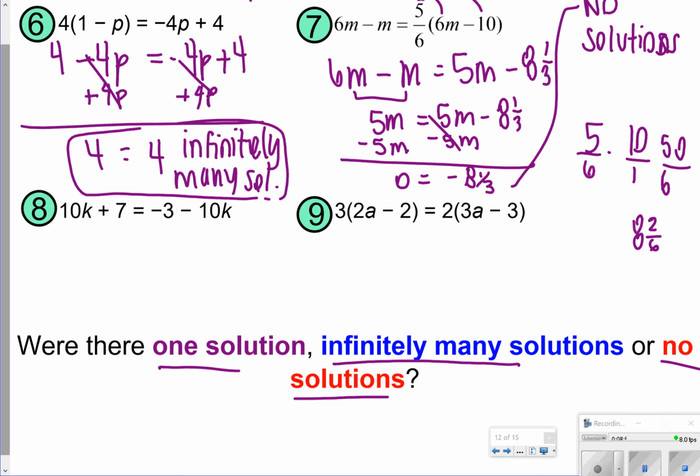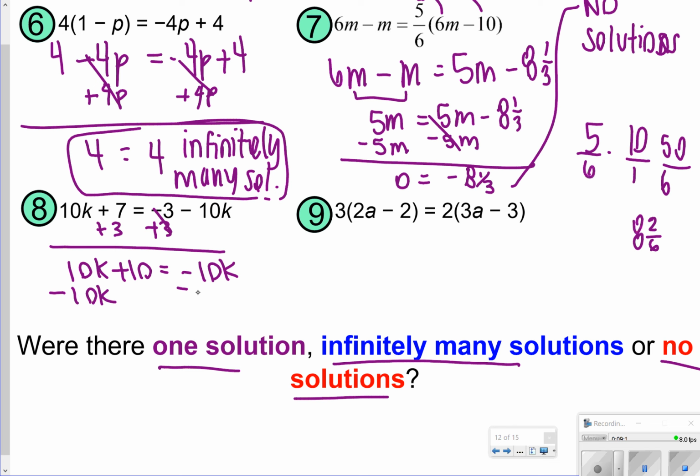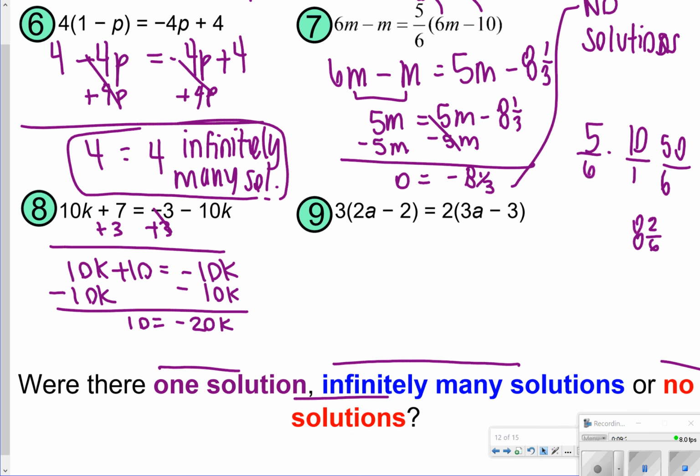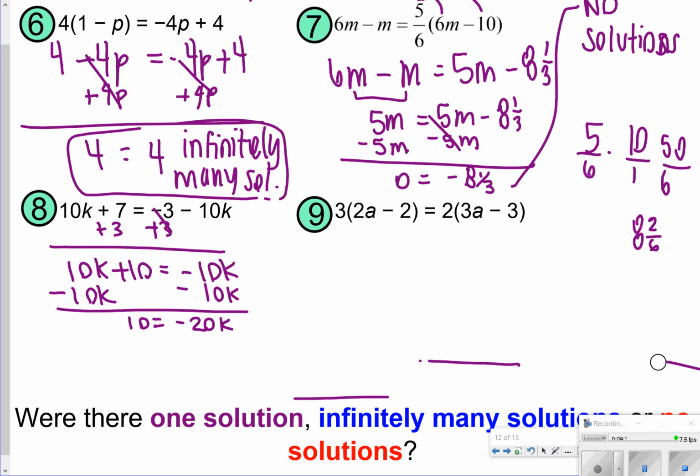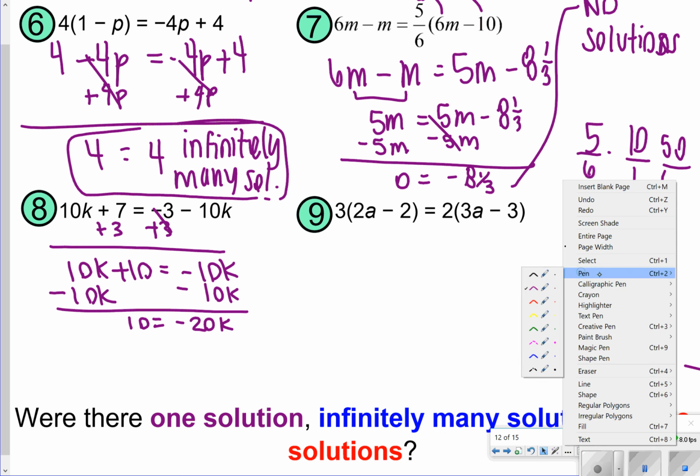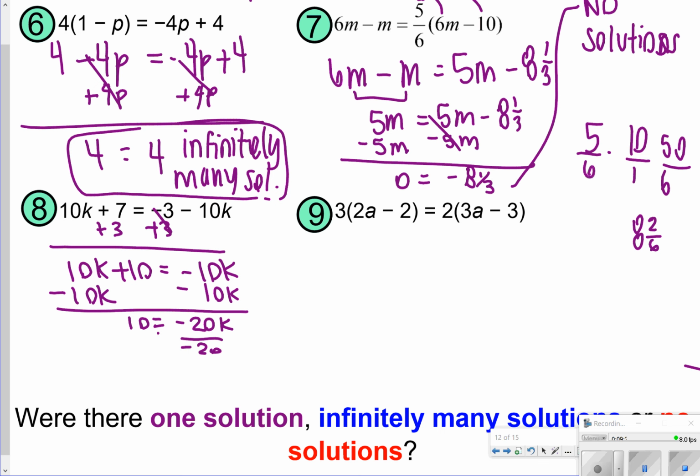Number 8. When we have these numbers, I'm going to add 3 to both sides. So I'll have 10k plus 10 is equal to negative 10k. And then I'm going to subtract 10k from both sides. And that's going to give me 10 is equal to negative 20k. Okay. I'm going to scoot this down real quick just so we can see a little bit better. When you start to divide this, you're going to notice that you actually end up with one solution. k is equal to negative 1/2. Okay, so this is one solution.